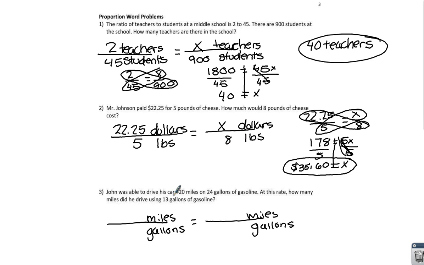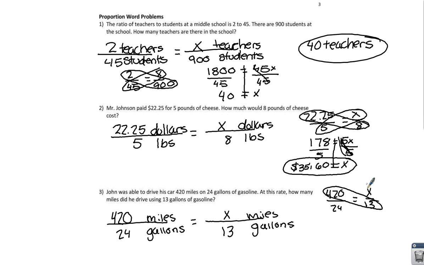So John was able to drive 420 miles. So 420 is our first number, and that goes with the 24. So we have 24 gallons. At this rate, how many miles did he drive using 13 gallons of gasoline? So 13 we know, but we don't know how many miles he went. So now here's our proportion, and we're just going to rewrite it with just numbers so it's easy to see. So we have 420 over 24 equals x over 13.